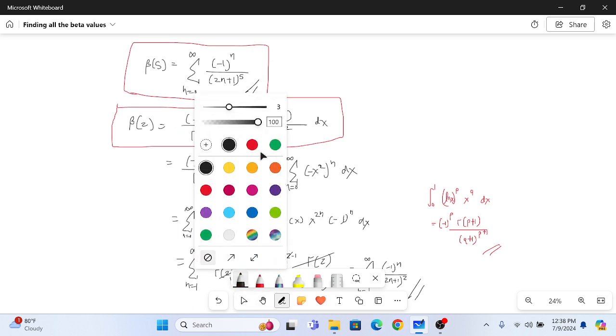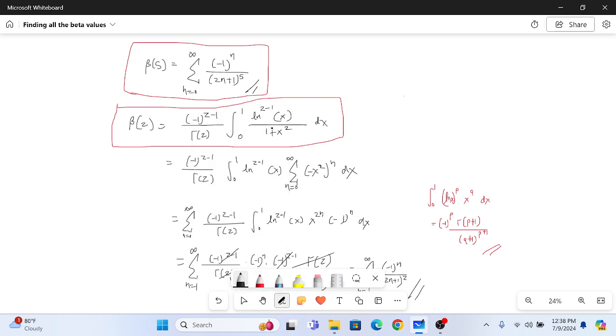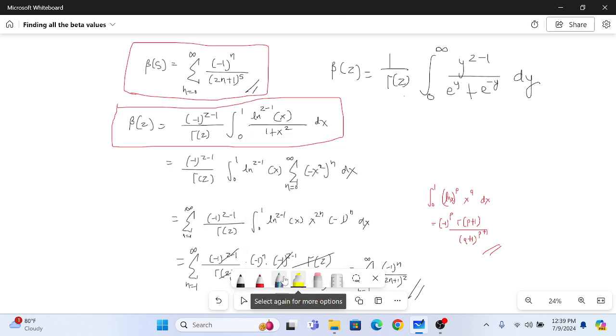And now in the same integral, if we substitute y equals ln x, we get the following representation. Beta of z will be 1 by gamma of z times an integral, if we substitute y equals minus ln x, from 0 to infinity of y to the power z minus 1 by e to the power y plus e to the power minus y dy. This is also a representation, but we will not really use this, but still you have to know this. We will use the sum and the integral representation in terms of ln x.